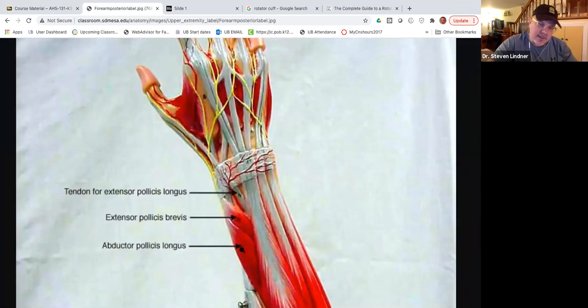Here's the abductor pollicis longus, the extensor pollicis brevis, and then the extensor pollicis longus. Remember I said these tendons made up the anatomical snuff box. If you go thumbs up and you feel that little depression, the reason that snuff box is significant is trauma. A lot of people slip and fall with an outstretched hand. They land on their hand. You get that load that puts a lot of pressure. And when there's deep-seated pain here at the anatomical snuff box, it's usually indicative of a scaphoid fracture.